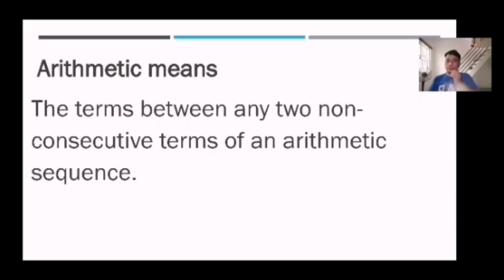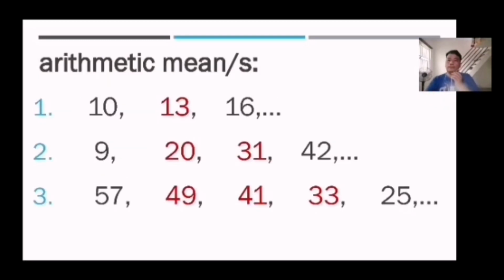Let's move on with arithmetic means. What is an arithmetic mean? The terms between any two non-consecutive terms of an arithmetic sequence. Okay, examples of arithmetic means are the following. They are written in red color. In number 1, the arithmetic mean is 13. It is in between 10 and 16.